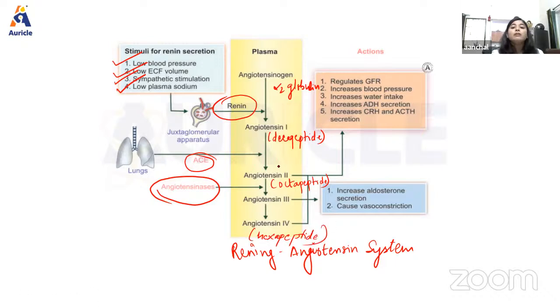Okay. Now, one by one, we're going to learn about the role of these hormones, that is angiotensin 1, angiotensin 2, 3 and 4. One by one, we are going to discuss what the main function of these hormones is and what the significance is. Okay.